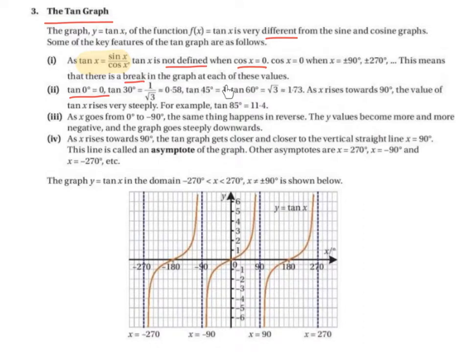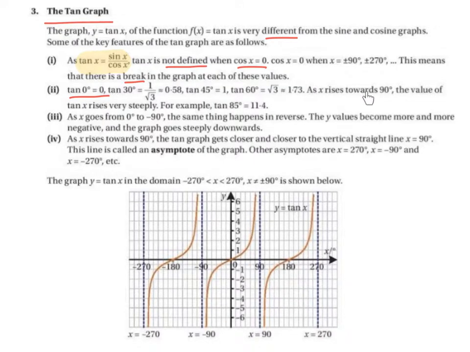Tan of 45 degrees equals 1. So if this is 0 degrees and this is 90 degrees, this is 45 degrees, and it goes up as far as 1 on the y-axis. Tan of 60 degrees equals root 3, which is approximately equal to 1.73. So again, 60 degrees is around here, and it goes up as far as approximately 1.73. So we can see that our graph is starting to move upwards.